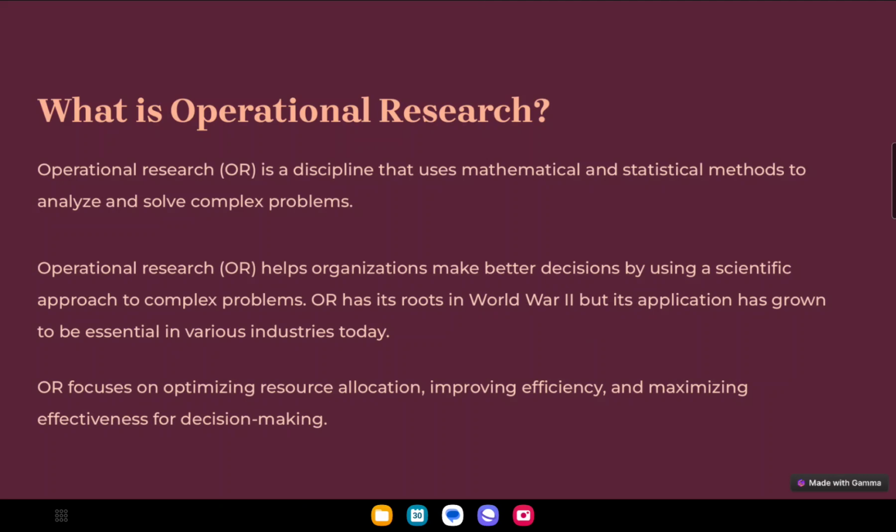OR basically originated during World War II when researchers used scientific methods to solve tactical military problems. Today, it is deeply integrated into industries like finance, logistics, and healthcare, proving its importance beyond its military beginning. By adopting operational research, organizations can base their decisions on data and systematic analysis, leading to more informed and effective outcomes.